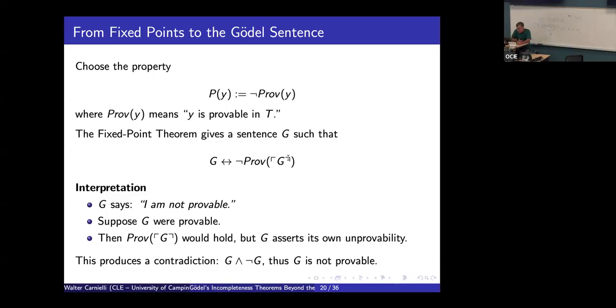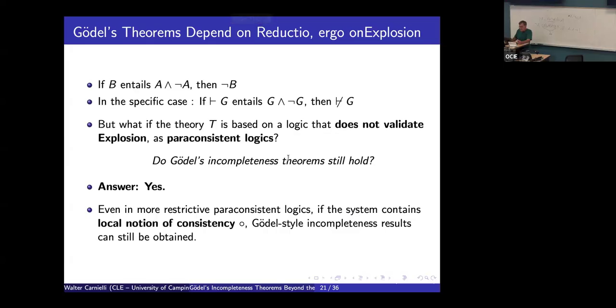So G says, applying this fixed point theorem, I'm not provable. Suppose it were provable, then T would prove G and G would hold, but G asserts that T does not prove it. This produces a contradiction, and then G is really not provable. If I start from this theorem, I see that G is really not provable. Okay, let me go forward and try to show you what I have in mind. So, Gödel's theorem depends on reduction, ergo on explosion, right?